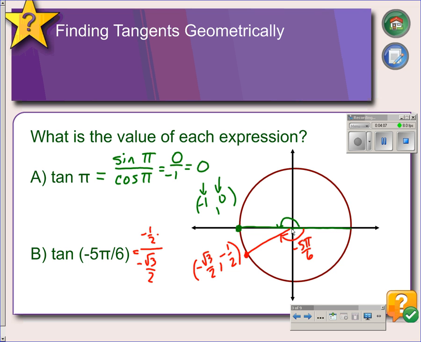Multiplying by the reciprocal, 2 and root 3, the 2's cancel, 2 negatives make a positive, so we have 1 over root 3, and rationalizing the denominator again, we get root 3 over 3. So that's finding tangents geometrically. In the next video, we will be graphing.